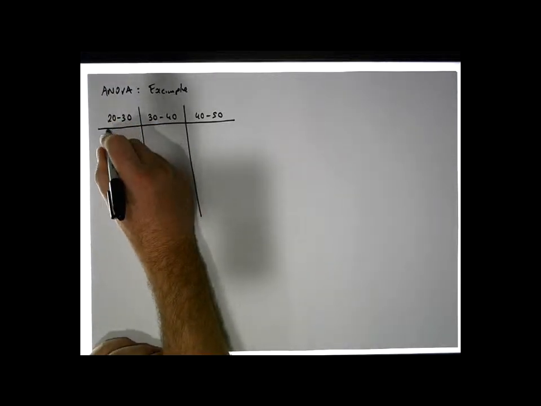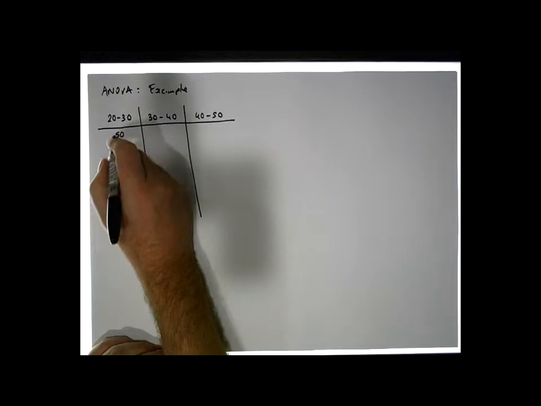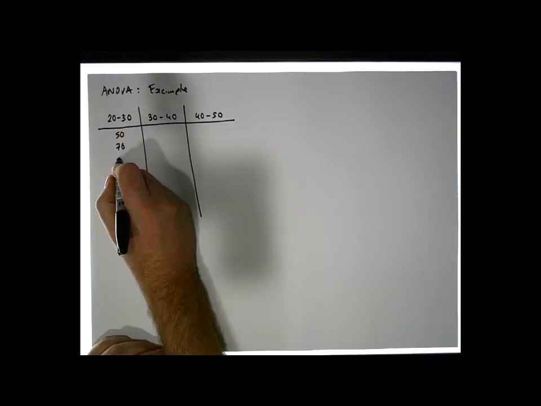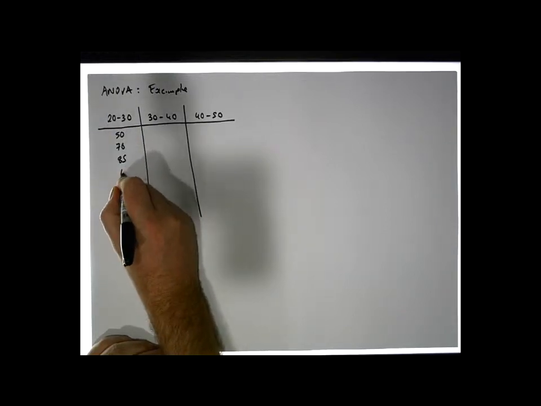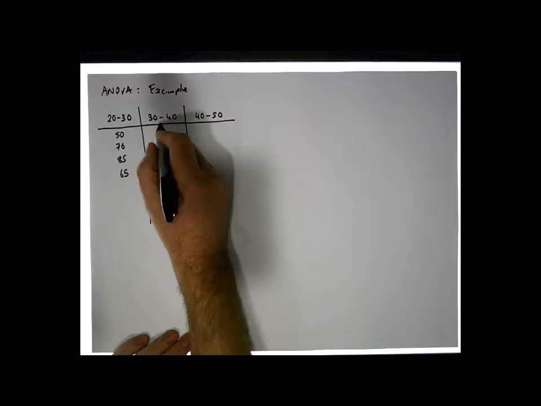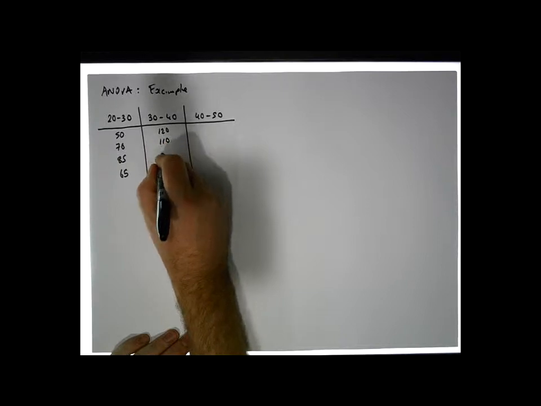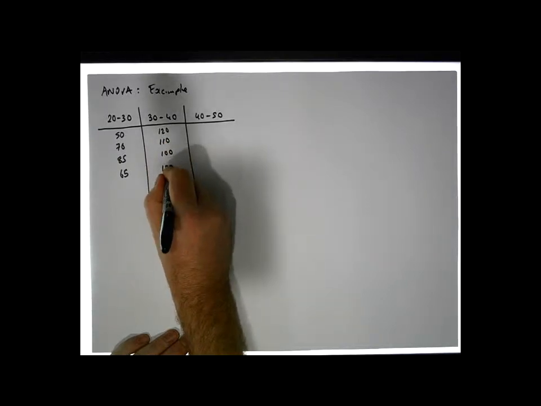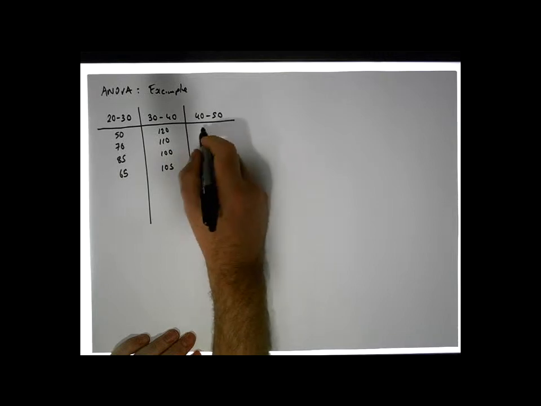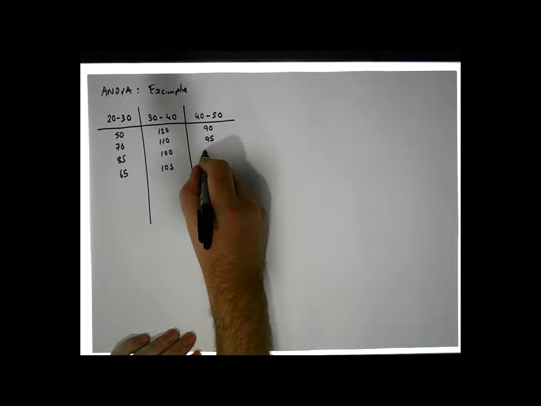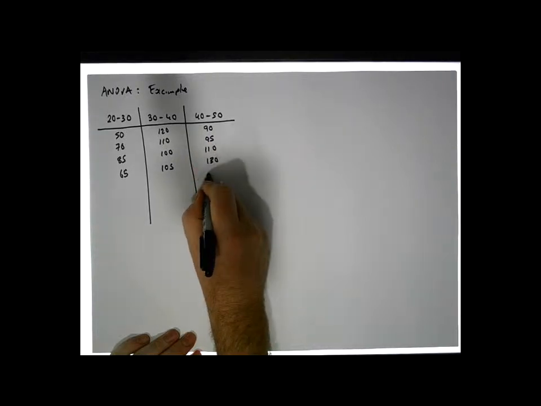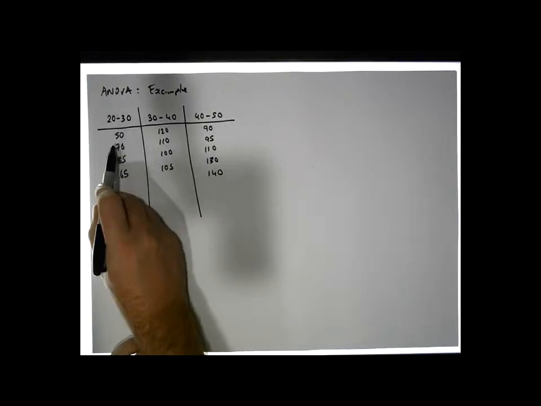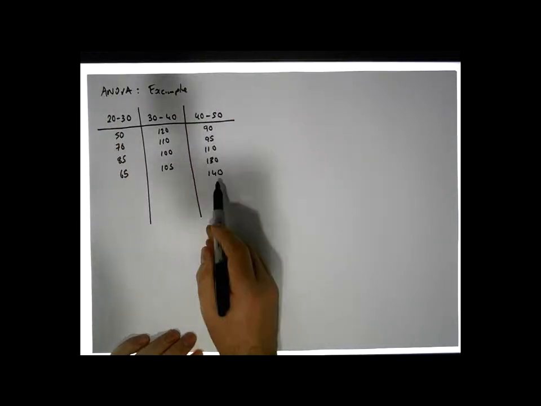The 20 to 30-year-olds, the first person spent 50 euros, the next person spent 70 euros, the next person spent, let's say, 85 euros, the next person 65 euros. The 30 to 40-year-olds spent, let's say, 120 euros, 110 euros, let's say 100 euros, and let's say 105 euros. And the 40 to 50-year-olds, let's say, for argument's sake, that the first one spent 90 euros, 95 euros, 110 euros, let's say 130 euros, and 140 euros. So it's not a balanced design because we have more observations in the third group.